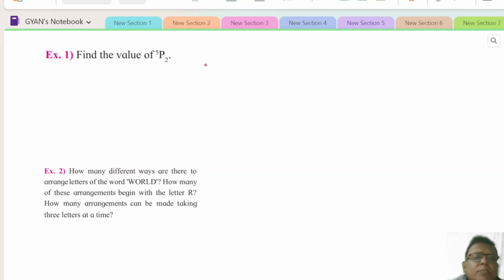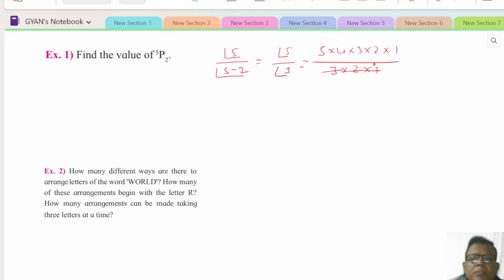Now we'll solve a few questions. 5P2 means factorial 5 divided by factorial 5 minus 2, that is factorial 5 by factorial 3. So this is 5 4 3 2 1 divided by 3 2 1. This gets cancelled, and the answer is 20.